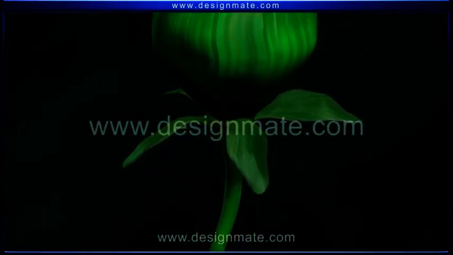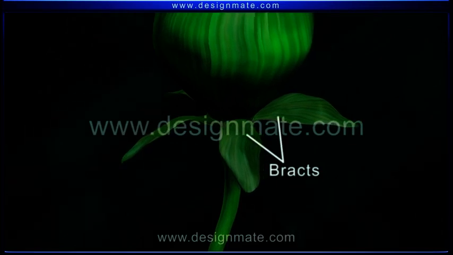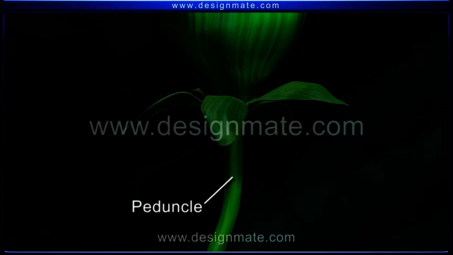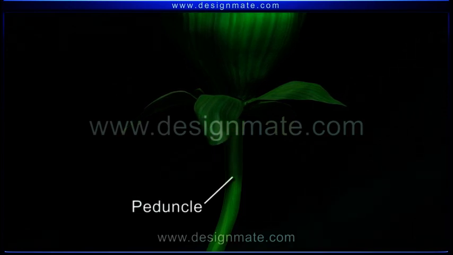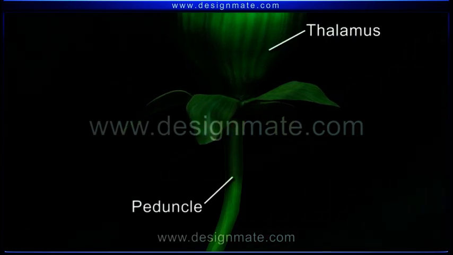At the axis of the flowering branch, we find small leaf-like outgrowths called the bracts. The stalk of this flower is called the peduncle, which has a swollen structure known as the thalamus.